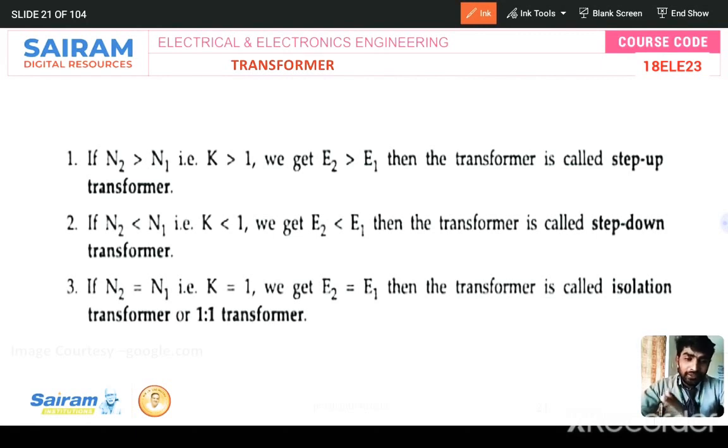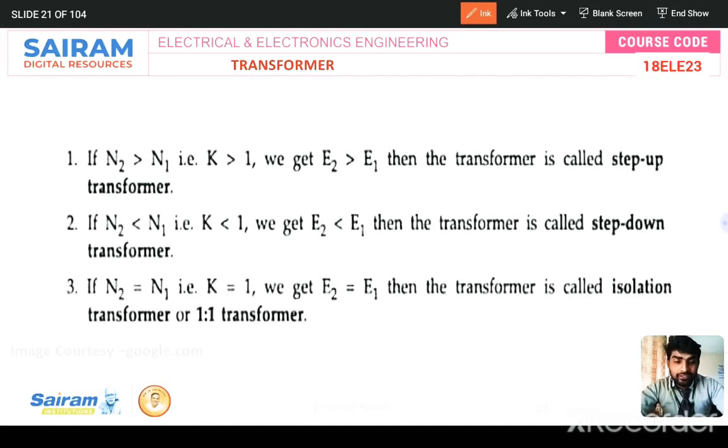And if N2 is equal to N1, K is equal to 1, that is used in rectifier circuits, because if harmonics are present in the waveform, they are converted into a normal waveform by using an ideal transformer, a constant transformer, to get the required voltage. If the input is 230, sometimes it will fluctuate. So if you want exactly 230, we use this ideal transformer. In rectifier circuits, and also in inverters, we have this type of transformer.